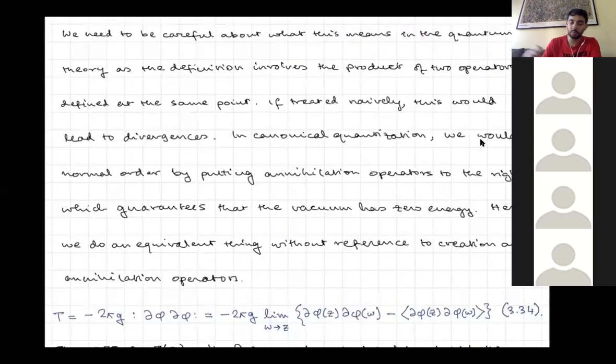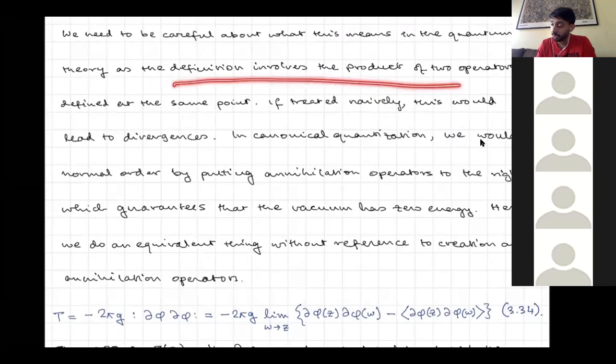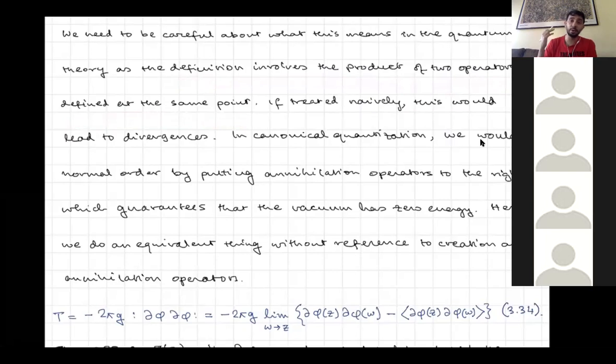So what I write down here is that we need to be careful about what this means in a quantum mechanical theory, as the definition involves a product of two operators defined at the same point. If we treat this naively, it is going to invariably lead to things blowing up. So what we usually do in such cases, for example, in your usual field theory with canonical quantization, is normal order it. We will normal order it by putting annihilation operators on the right, and this guarantees that the vacuum has zero energy. We will do an equivalent thing out here.